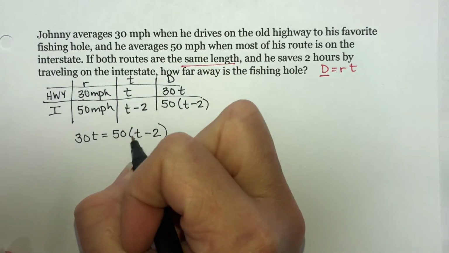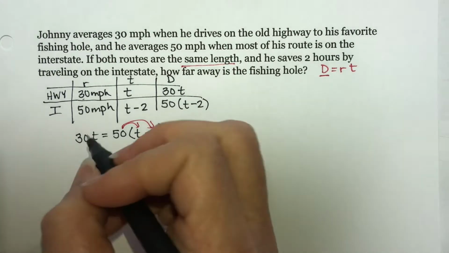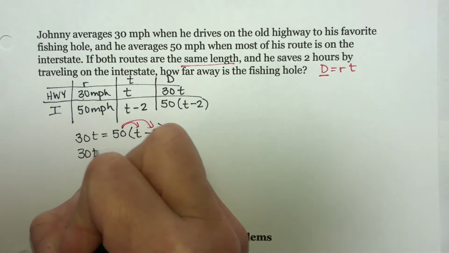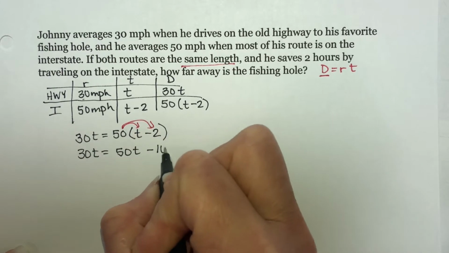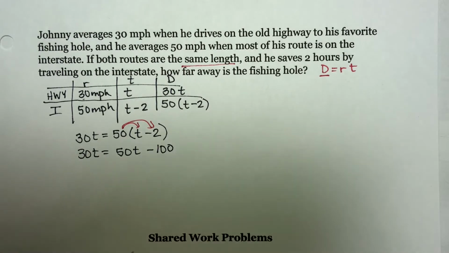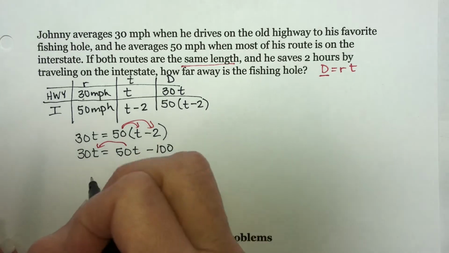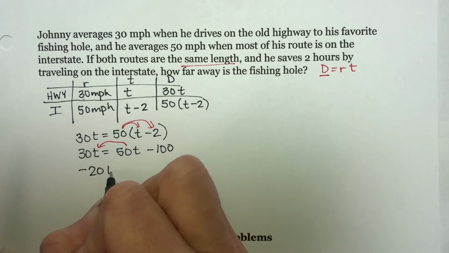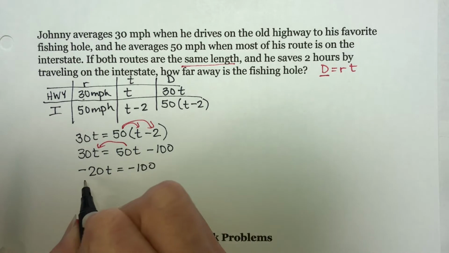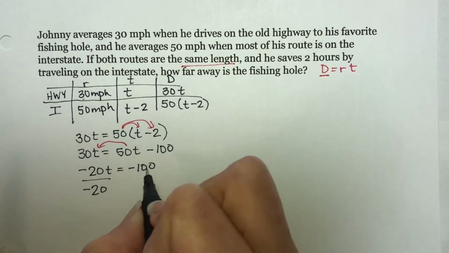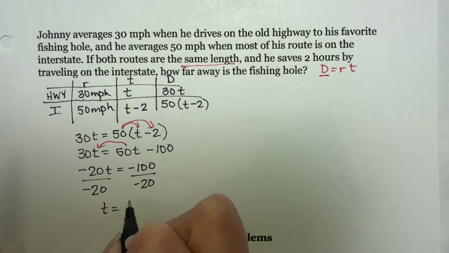Okay, I'm going to distribute right here to get 30T is equal to 50T minus 100. Let's subtract 50T from both sides to get negative 20T is equal to negative 100. Divide both sides by negative 20. And you get T is equal to 5.